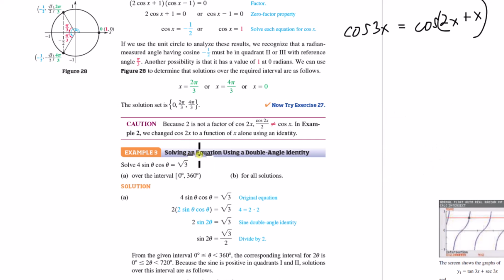Okay, solving an equation using a double angle identity. So how would we do something like this? 4 sine theta cosine theta is equal to root 3. Well, in the previous problem, we broke down a double angle to get to all single angles so we could solve the equation. However, we saw that sometimes it's not that bad if you just solve the equation.